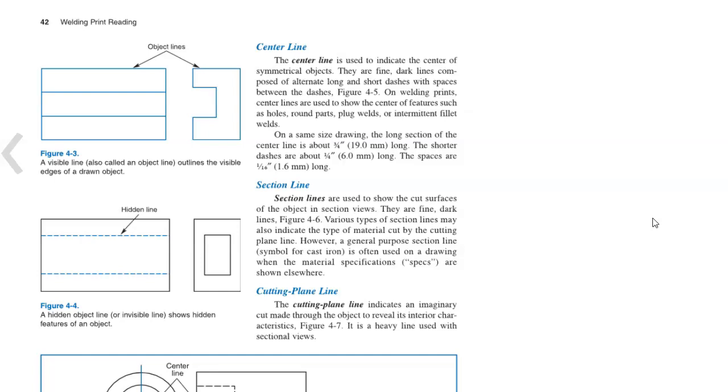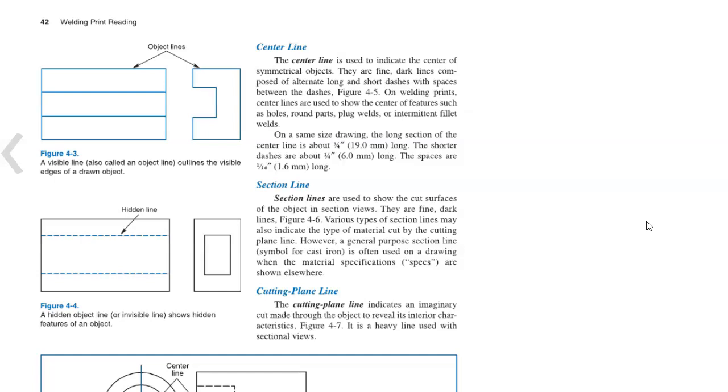Section line. Section lines are used to show the cut surfaces of the object in section views. They are fine, dark lines. Various types of section lines may also indicate the type of material cut by the cutting plane line. However, a general purpose section line is often used on a drawing when the material specifications, or specs, are shown elsewhere.